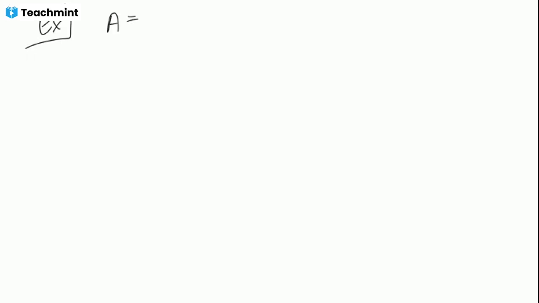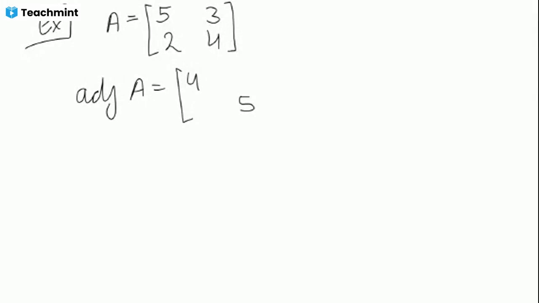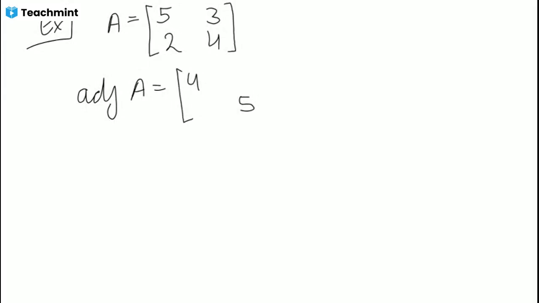So A we have 5, 3, 2, 4. For the adjoint of A, just exchange the diagonal elements 4 and 5, and take the opposite sign of the other elements, minus 2 and minus 3. So this is the adjoint of A.